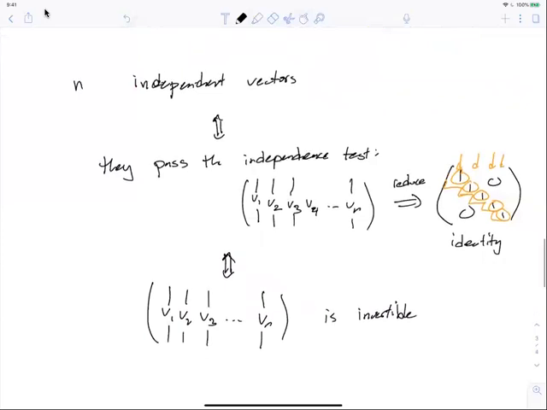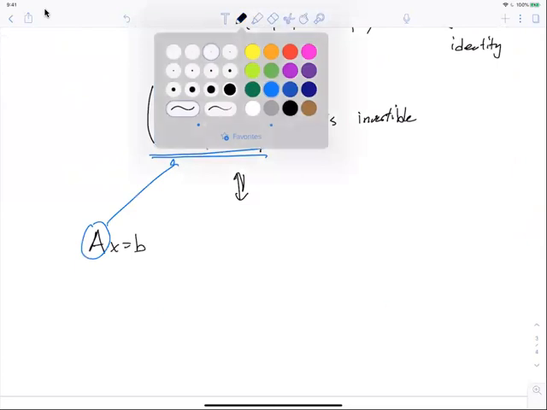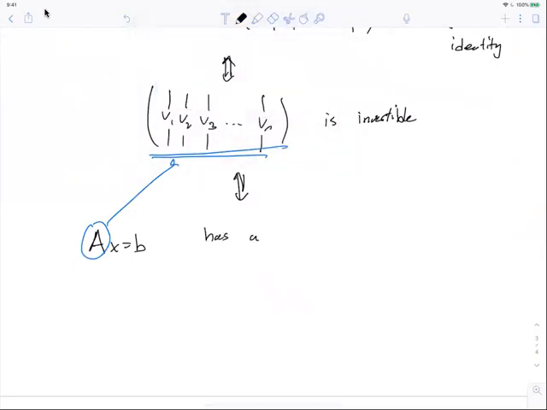Well, if it's invertible, what does this mean? That means if we consider the equation AX equals B, where this A right here is just this matrix, then this equation AX equals B has a solution, and it has a unique solution for every B. So for every B that you pick, it has a unique solution for X. You pick a B, I can find a unique X, and namely, that X is going to be A inverse B.